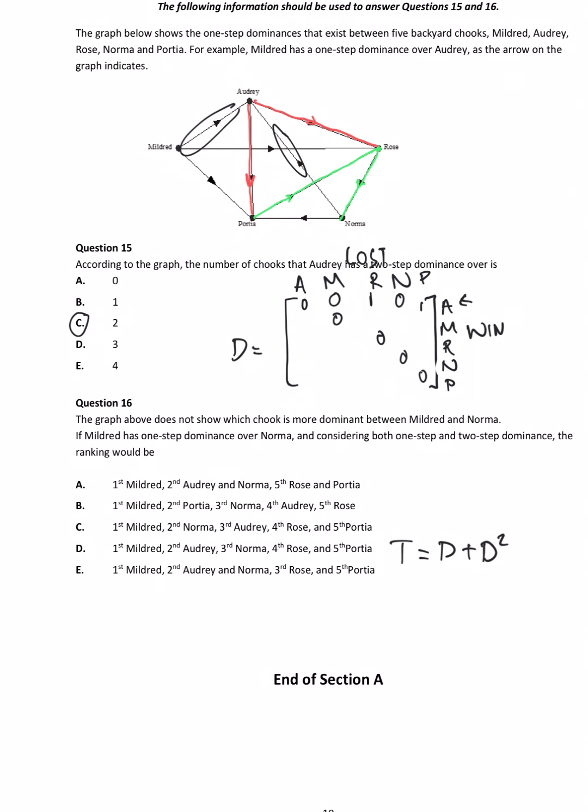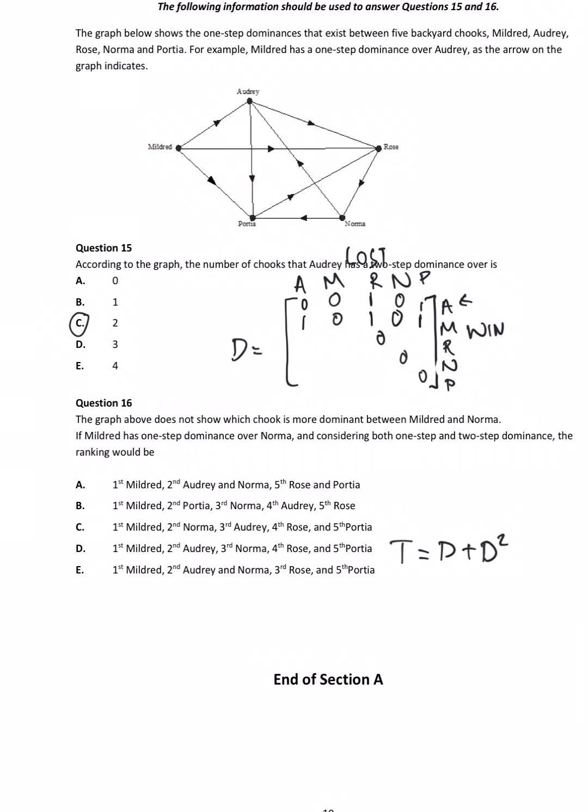This is my dominance one. Okay, I'll rub out, because there's stuff going on everywhere up here. And I'll just fill in each of the elements. So Mildred, okay, skip ahead if you don't want to watch this. Mildred beats Audrey, Mildred beats Rose, Mildred loses. Mildred and Norma don't play, so that's just a 0. Mildred beats Portia.